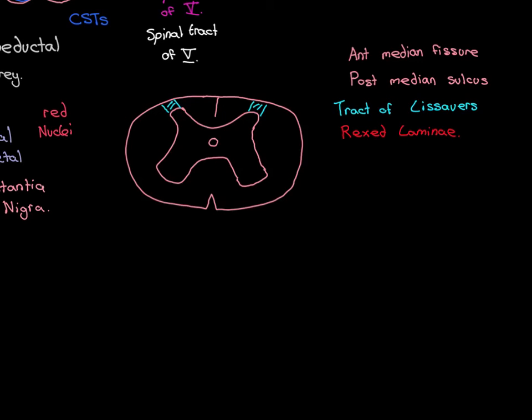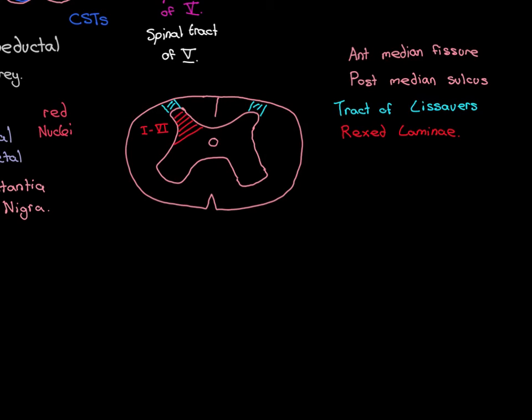So the first 6 Rexed laminae are in the dorsal horn. They're parts of the dorsal horn. So let me do it just on one side. There's the first one, second, third, fourth, fifth, and 6th. Just to highlight this again, that's the first one. Here's the second one, third one, fourth one, fifth one, 6th one. So they are Rexed laminae number 1, the Roman numeral for 1 there, to number 6. Okay, so those are the first 6 Rexed laminae.